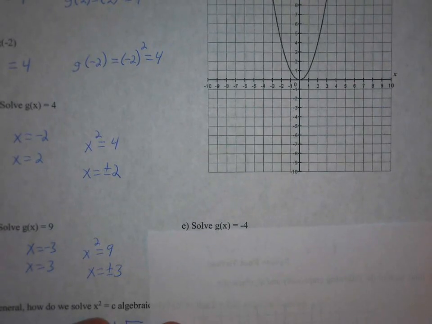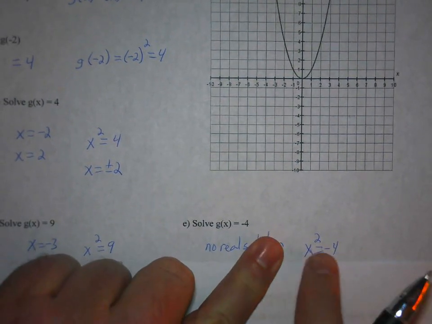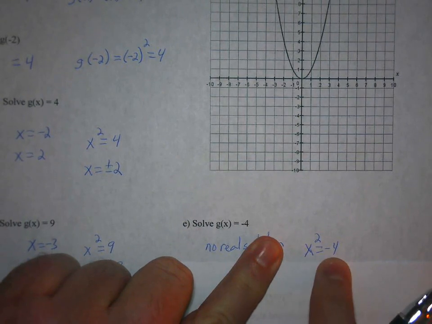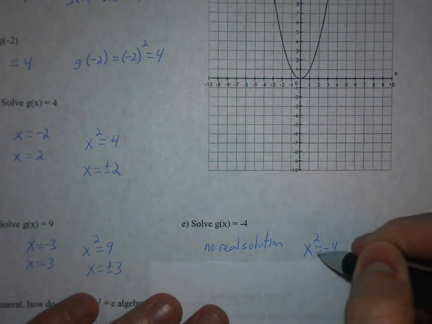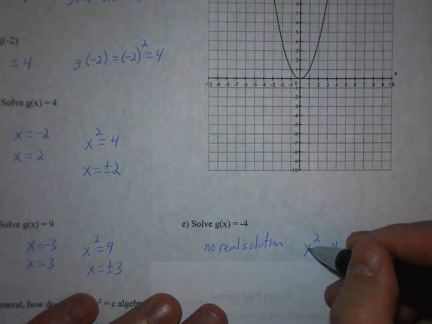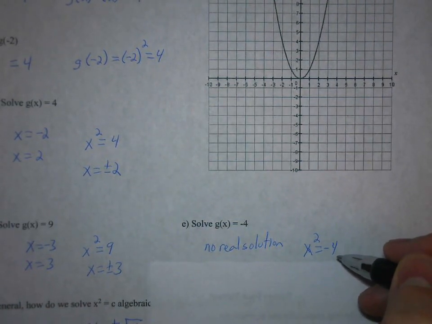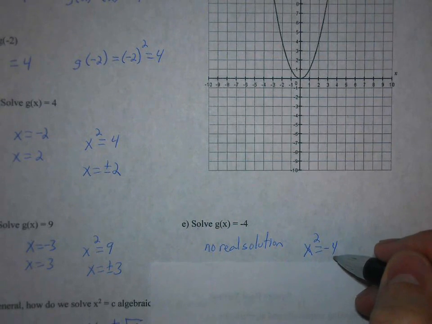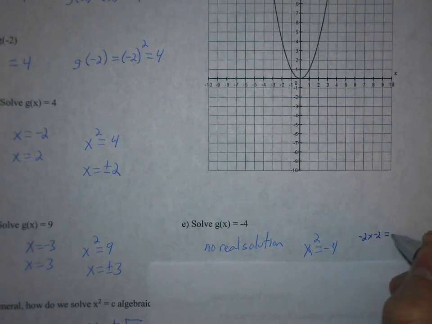Okay, the next one, solve g of x equals negative 4. What number can you square to get negative 4? Well, there's no real solution there. The reason is, what number can you multiply by itself to get negative 4? If you're thinking about negative 2, well, negative 2 squared is positive 4, because squaring something means you multiply it by itself. So negative 2 times negative 2 gives you positive 4, not negative 4.